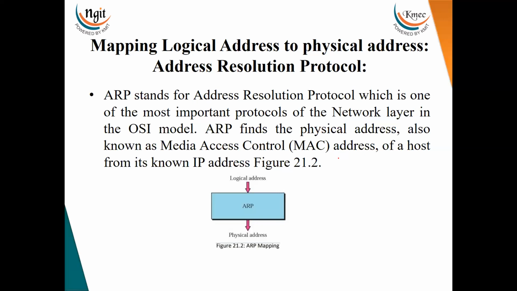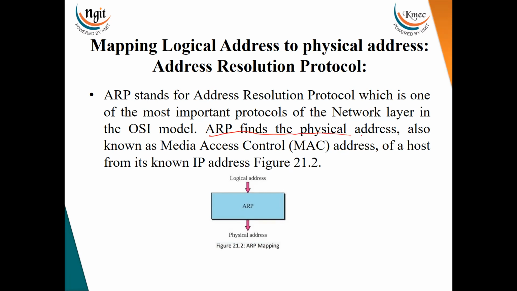Now first, we'll start with what is Address Resolution Protocol. Whenever we are mapping the logical address to the physical address, it is called the Address Resolution Protocol. One of the most important protocols in the network layer is the Address Resolution Protocol. ARP is going to find the physical address, which is also called the MAC address.